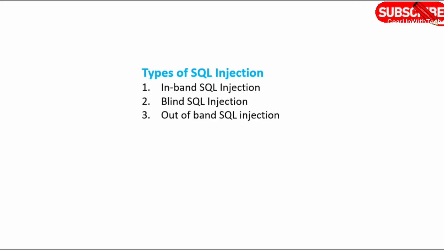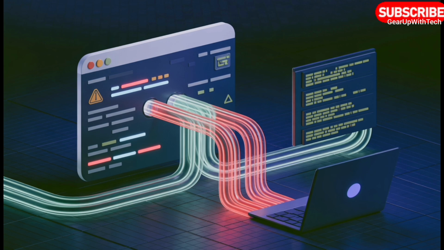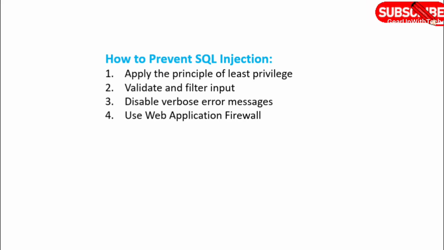The third type is out-of-band SQL injection. An attacker uses a different communication channel to exfiltrate data, which is typically used when the server is too slow or unstable for inferential techniques. So, how to prevent it?